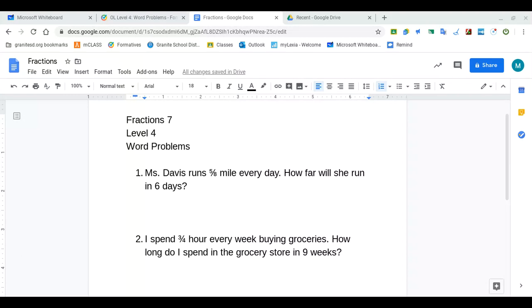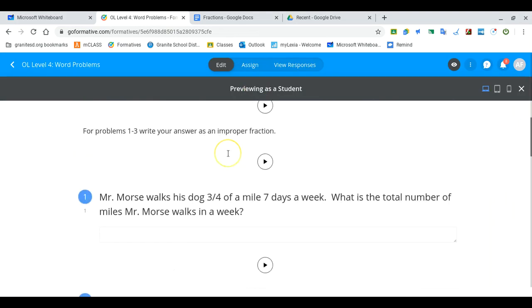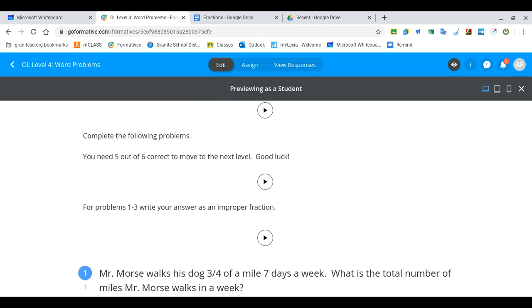We're going to work on the word problems level, which is level 4, and it takes a little bit of patience and just reading really carefully. So the first thing we're going to do is go ahead and look at the level and read the directions really carefully. If I read right here, it says for problems 1 through 3, which is 1, 2, and 3, write your answer as an improper fraction.